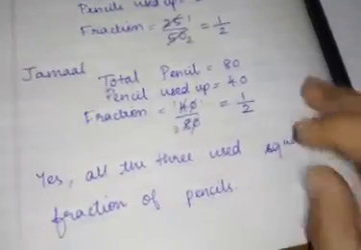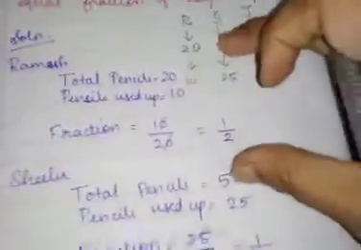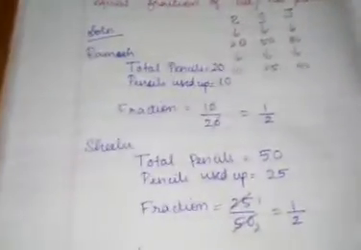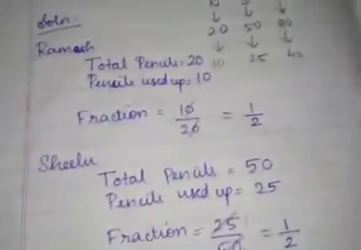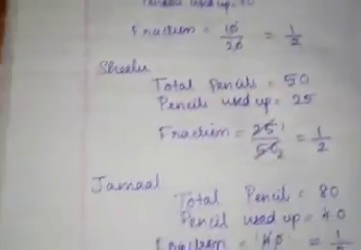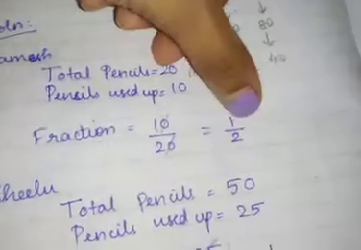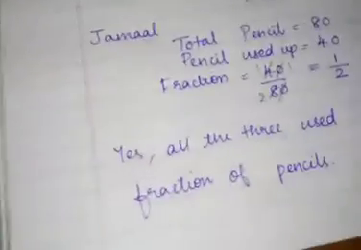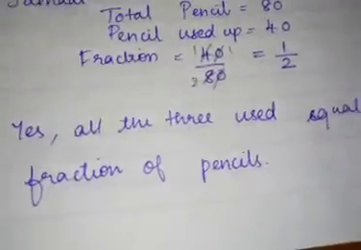Because see, here he also has used half of the pencils. Sheelu also has used half of the pencils. Ramesh also used half of the pencils. So listen, first they have given the total number of pencils for each student. Then how many pencils they have used, that count also they have given. We have to just find the fraction for used up: used up divided by total number of pencils for each value. And then find the equivalent fraction, simplest form, for all the three. All are same. So we are saying all the three have used equal fraction of pencils. Understood?